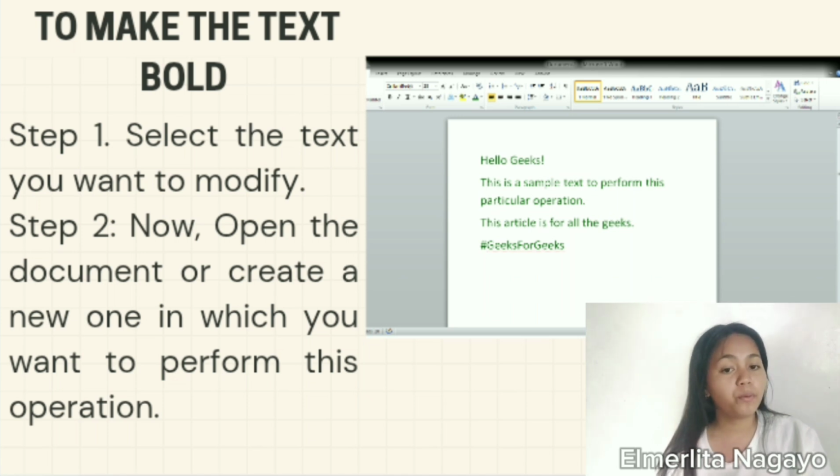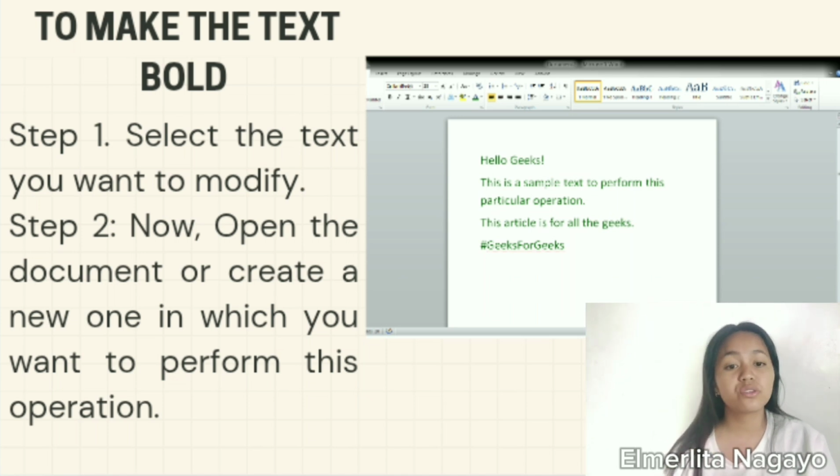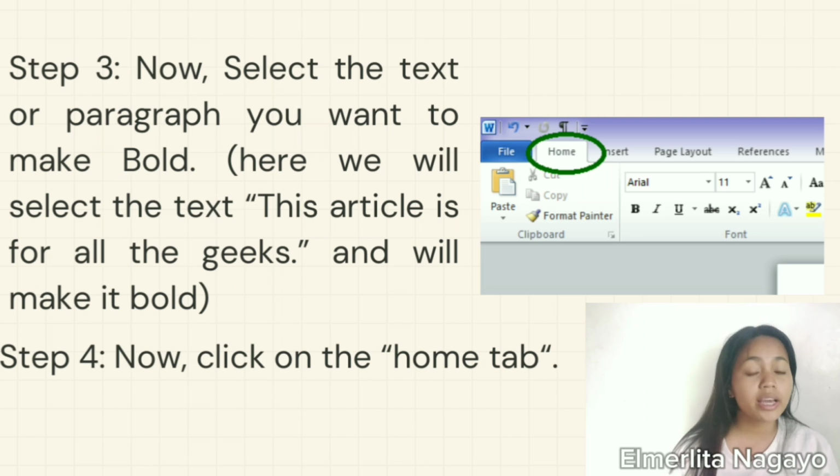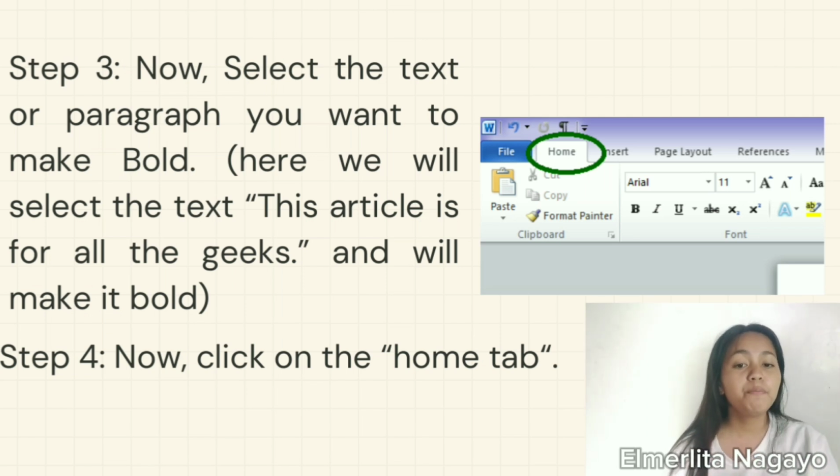So, step 1. First, open Microsoft Word on your PC. Second step, open the document or create a new one in which you want to perform this operation. Now, select the text or paragraph you want to make bold. Okay, step 4, click on the Home tab.